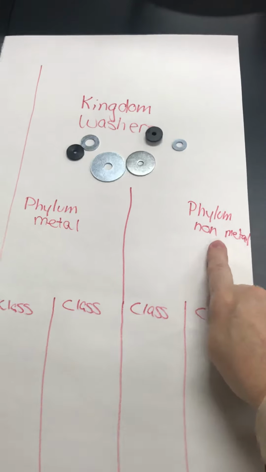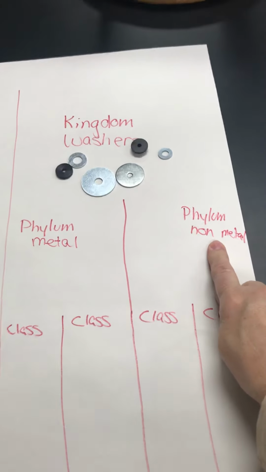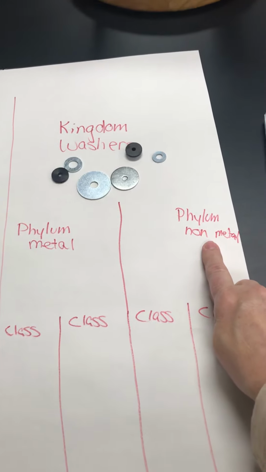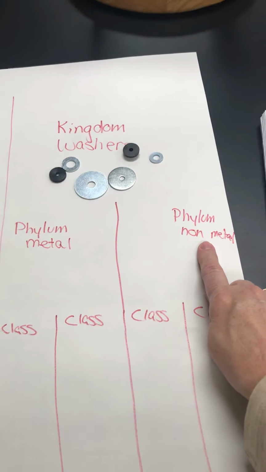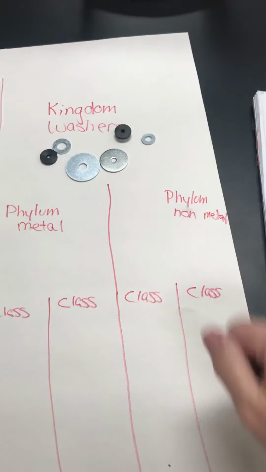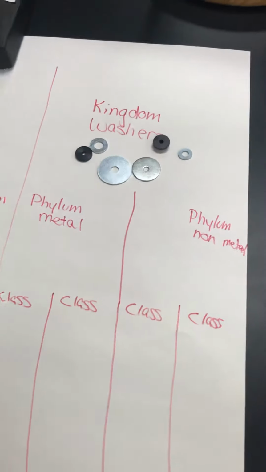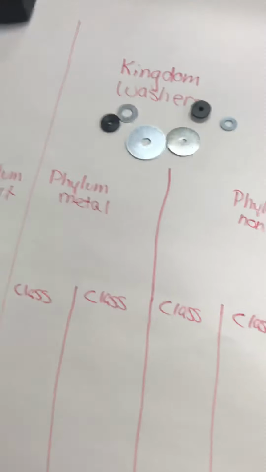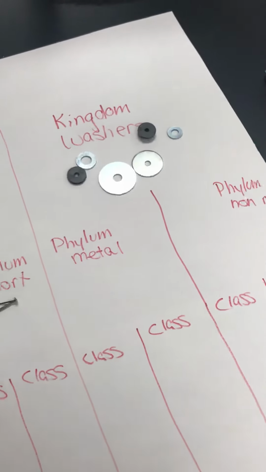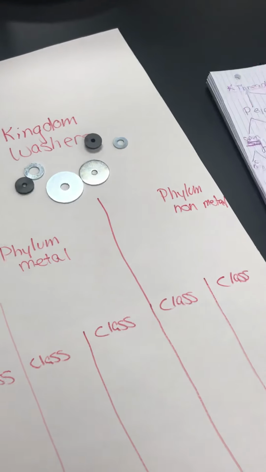And if I would have made this phylum rubber, then what if I had a polyurethane washer? Where would it go? It wouldn't fit in either, so I'd have a problem. So metal and non-metal is a good dichotomy. All right, so metal. I'll take some from over here.